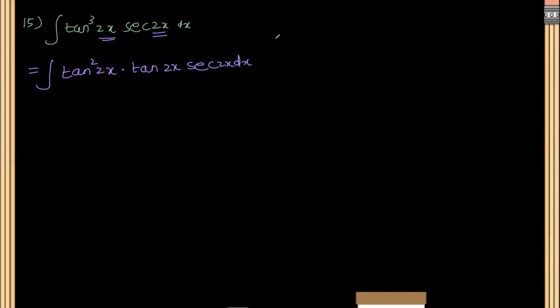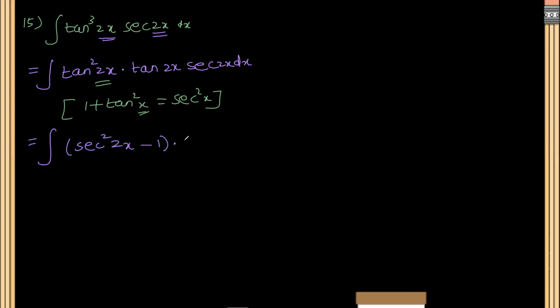Okay. We try to use the trigonometric identity, that is 1 plus tan square x is secant square x. Expressing this tan square 2x, in place of x we have 2x here. That is the only difference we have in this question. So replacing tan square 2x, taking this plus 1 to the right side, it will become minus. So (secant square 2x minus 1) into tan 2x secant 2x dx.